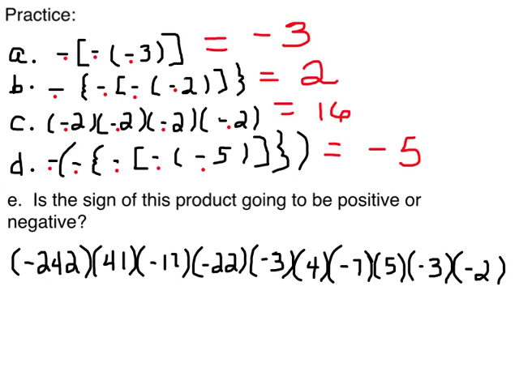E has lots of numbers that we could multiply together, but if you read the directions, it doesn't ask you to do that. It simply asks you, is your answer, the product, going to be a positive or a negative number? So we're going to count the number of negatives to find the answer. So we've got 1, 2, 3, 4, 5, 6, 7. So our answer to whatever that product is, it would be a negative number.